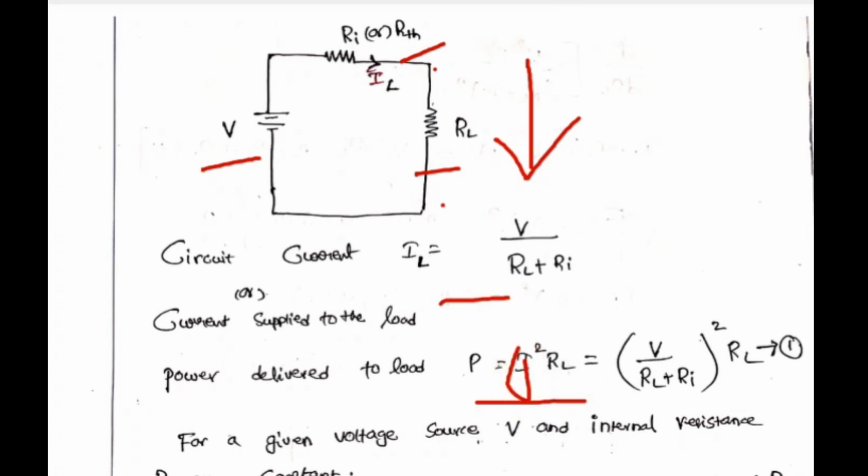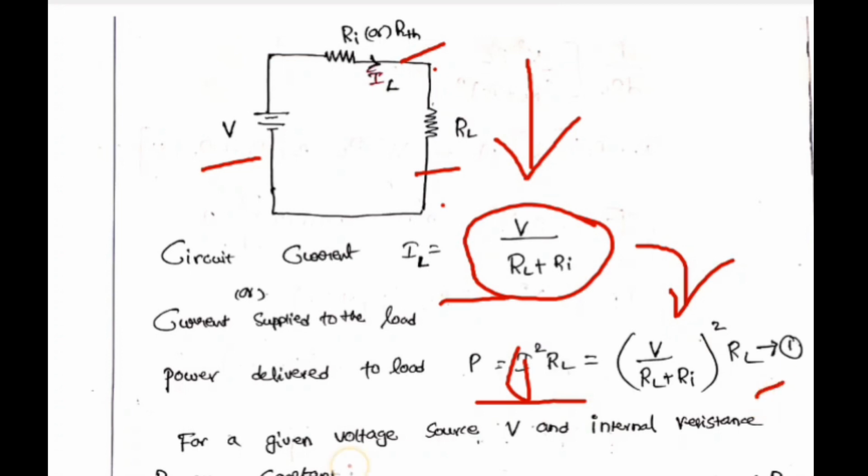IL equals V by R. According to Ohm's law, R is RL plus Ri. That is the current through RL. Power delivered to the load is I square RL. In place of IL, we substitute V by RL plus Ri, whole square, times RL. In place of I square R, we substituted the current through RL. Make it equation number 1.